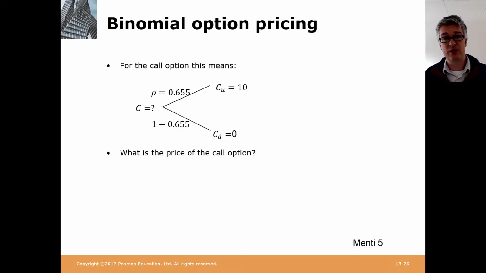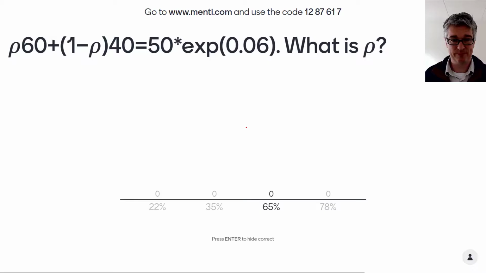Because if investors are risk-neutral, then they don't care about risk. So investing in a safe bond that gives them a certain payout is the same as investing in a stock that gives them a certain expected payout, is the same as investing in a call option that gives them a certain expected payout. So if we have these risk-neutral probabilities of rho of 0.655 and 1 minus rho of 1 minus 0.655, my question to you is, what is the price of the call option?